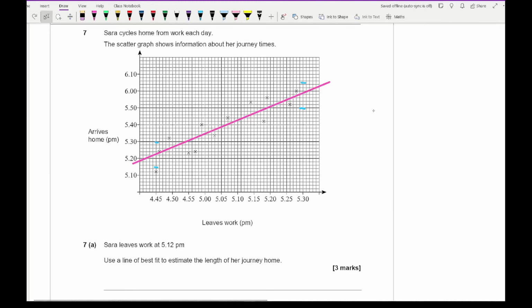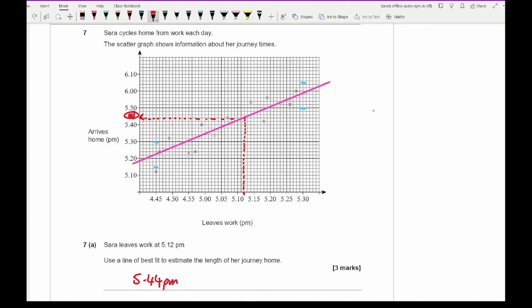So then at 5:12, we need to find 5:12. Each little box represents 1 minute. And you then want to draw a line going up till it hits the line of best fit, and then go across like so. And then you want to read off whatever time this is. And I make that time to be around about 5:44 p.m.